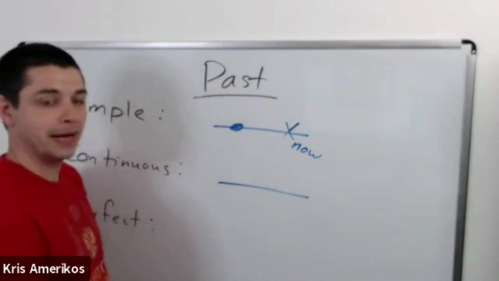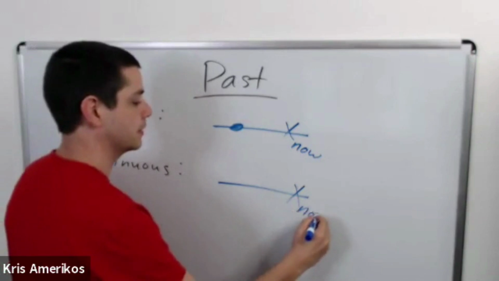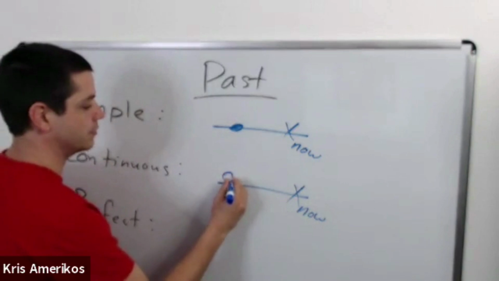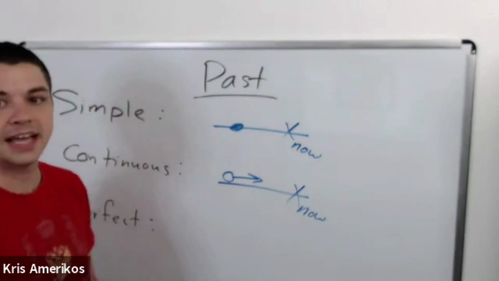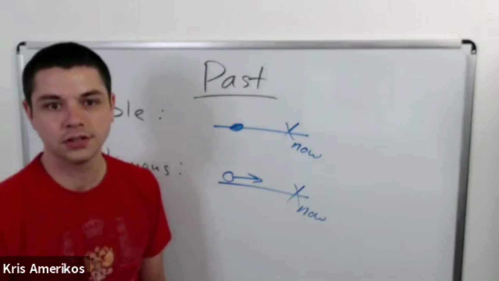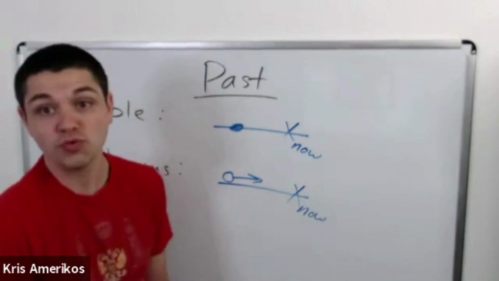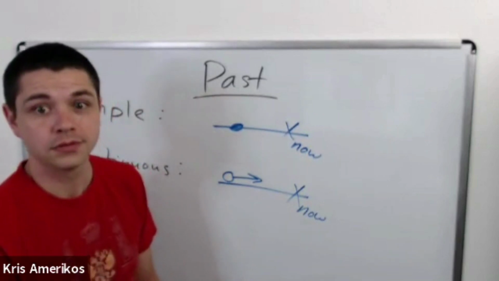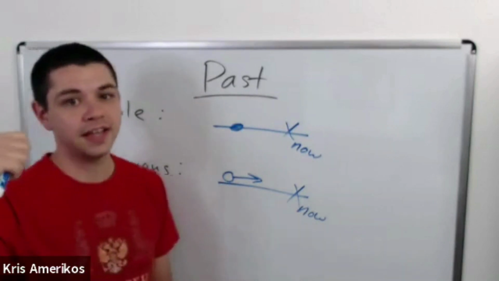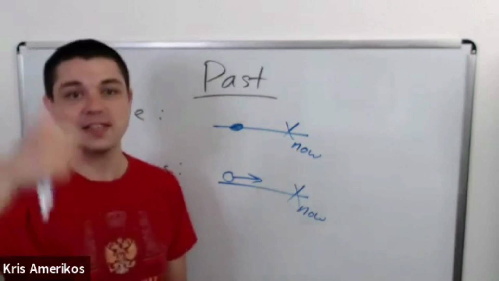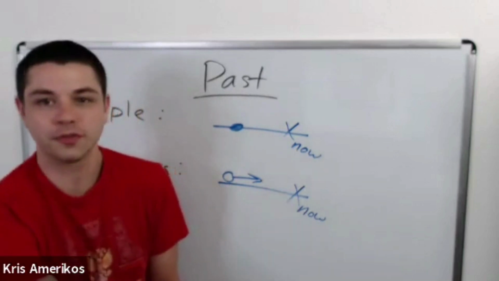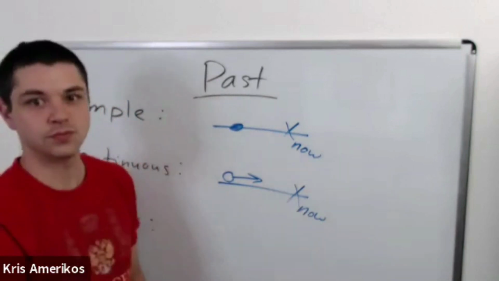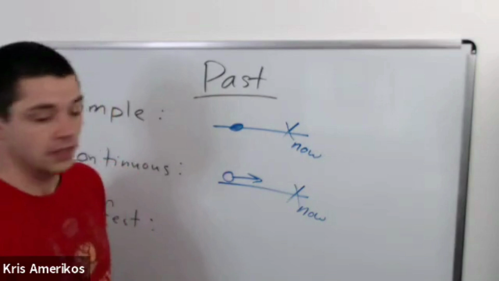When we talk about past continuous, if this is now, then in past continuous we have an event that is not finished, or we do not know that it is finished. We don't have a result. We know that this process was in the past, but we don't have a result from this process. Right? So let me give you some examples as we do this.